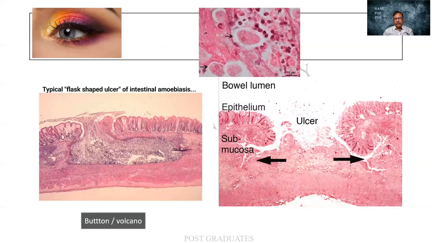This is a very good friend of ours. We have read in our schools as well as in undergraduation about the flask-shaped ulcers. So I find that there is a colonic mucosa, there is a narrow ulcer over here, and lower down I find that there is a widening of the lesion. Why it is like this, you people should explain. It is a typical flask-shaped ulcer of intestinal amoebiasis, and have an eye for everything.